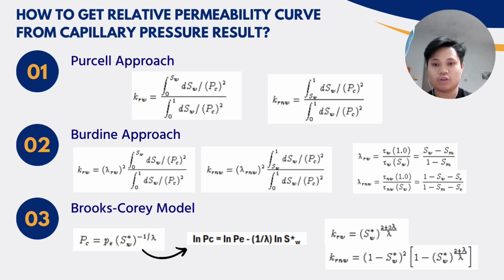Subsequently, we substitute the value of lambda into the equations of KRW and KRNW to calculate the relative permeability for the wetting phase and for the non-wetting phase. And the same method applies. We can obtain the relative permeability curve by plotting KRW and KRNW against SW.